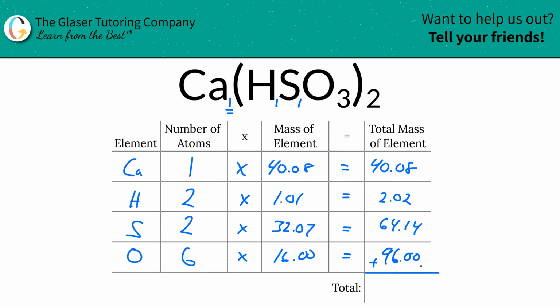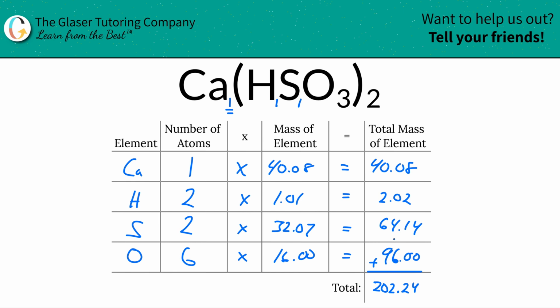And then to find the total mass of the entire compound, all we're going to do is add this column up. So when we add that column together, we get a total mass of roughly 202.24. So now we just finished our first step. We found the total mass of the entire compound. Now we can find the percent composition or mass percent of each particular element.